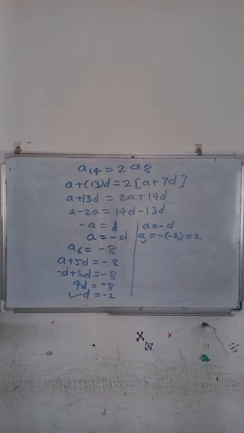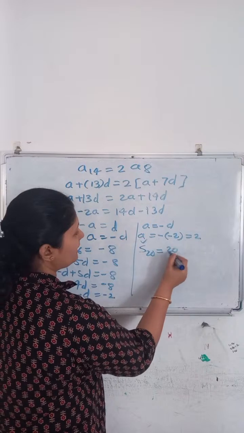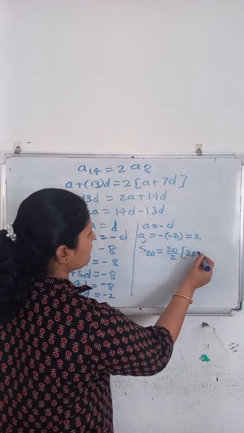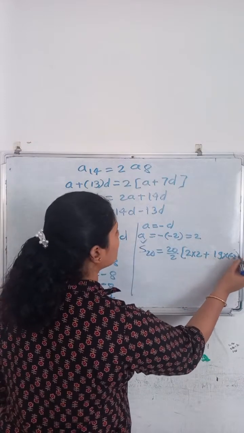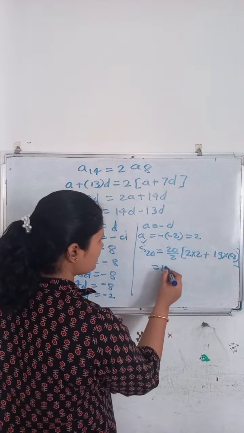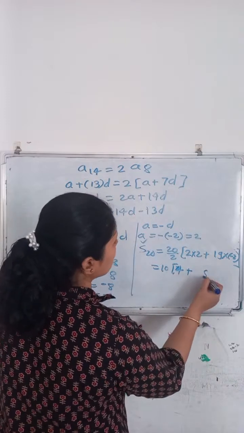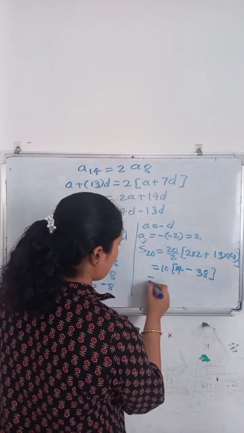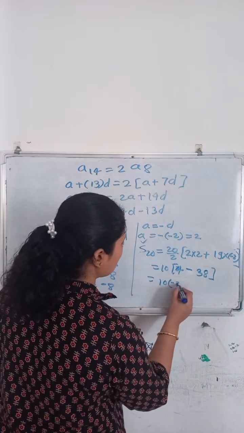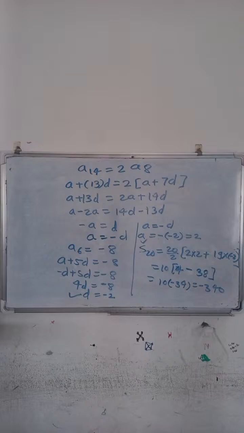Now they are asking what? To find out the sum of the first 20 terms. So S20 is equal to 20 by 2 into twice A plus (20 minus 1) into D, which is minus 2. Now you can simplify, this is 10, into 4 plus 19 times minus 2, minus will come here, 38. So 10 into minus 34, that is equal to minus 340. This is the sum of the first 20 terms.